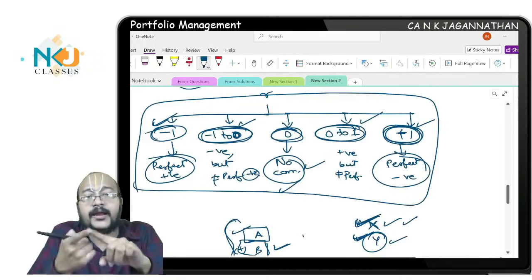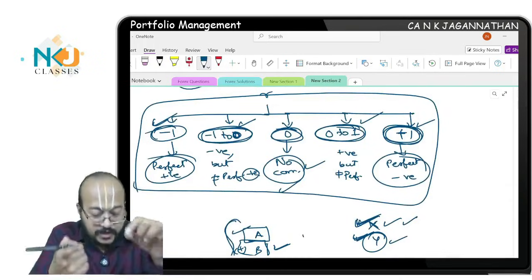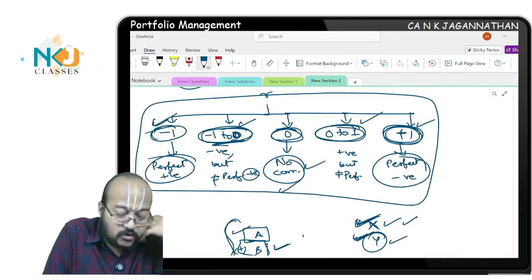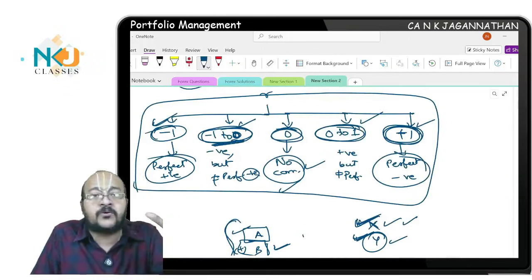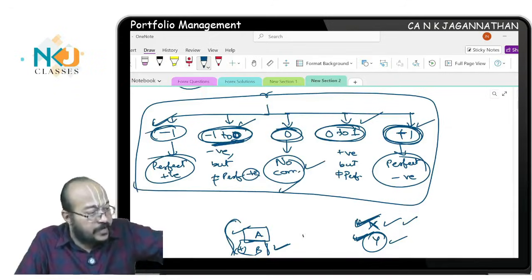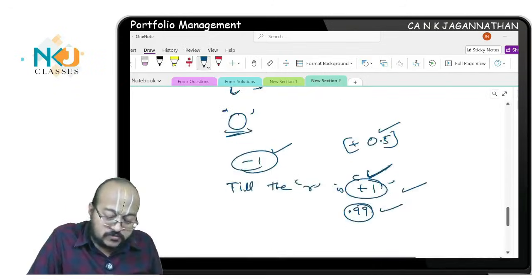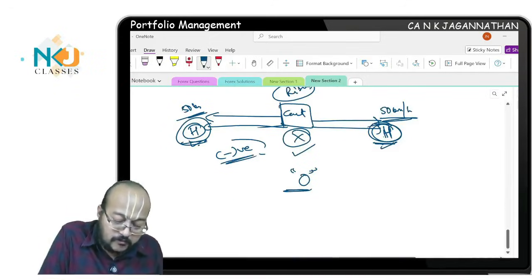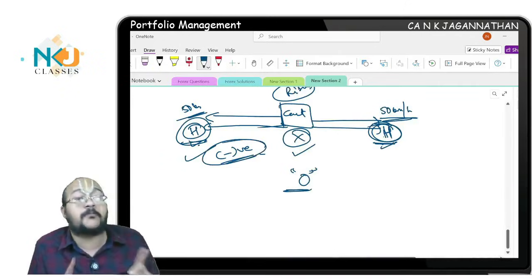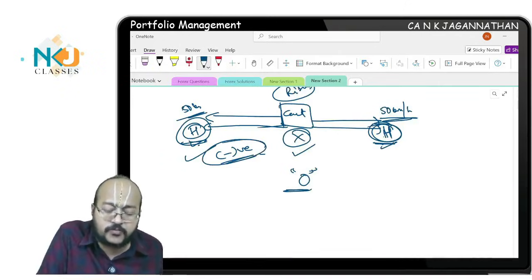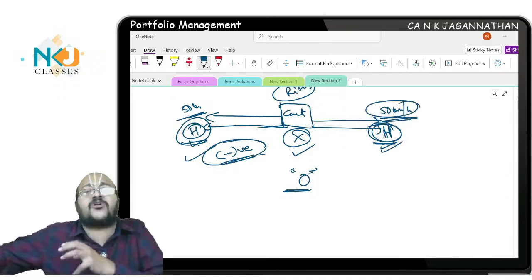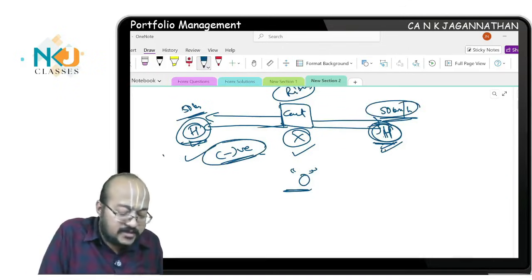Till 0.99, I told you, risk can be reduced. That is why I am discussing. Say -1 to 0, can you reduce the risk? Assume the same example, opposite direction. Correlation is negative, but not perfectly negative, which means this horse is a strong horse and this is a weak horse.